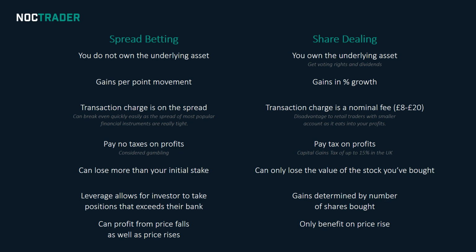So with spread betting, transaction charges are on the spread. So you can break even pretty quickly as the spread of most popular financial instruments are really tight. However, with share dealing, transaction charges are a nominal fee. So this could be anywhere between £8 and £20 per transaction. Now this is a big disadvantage for retail traders with small accounts, as this can really eat into your profits.